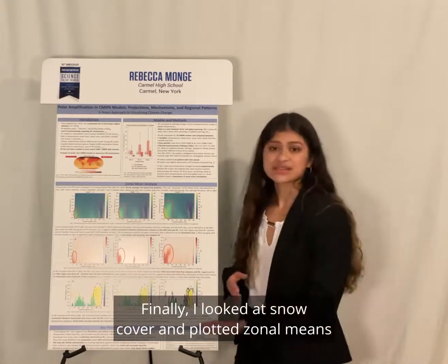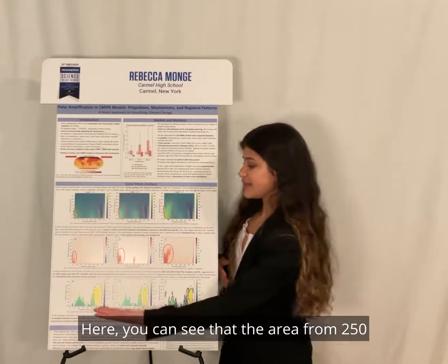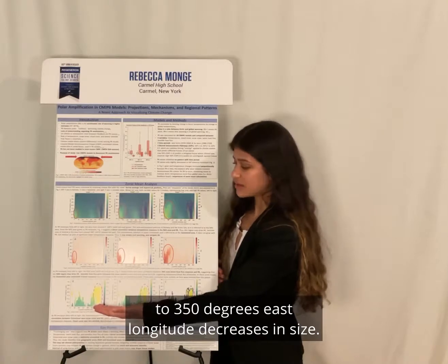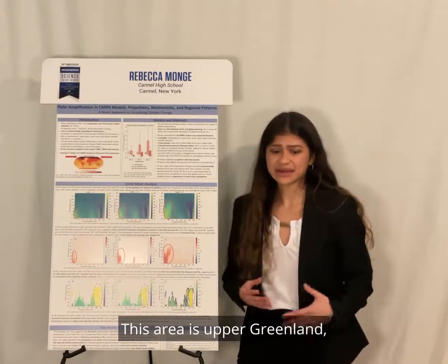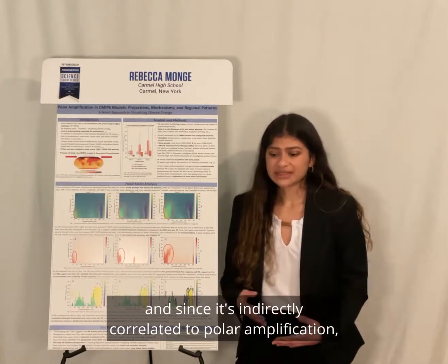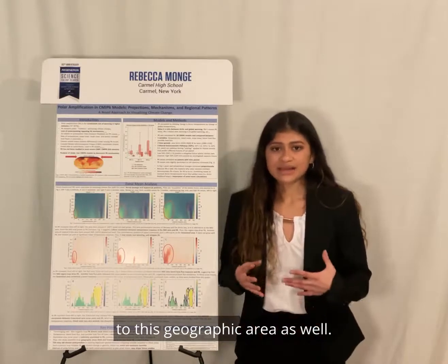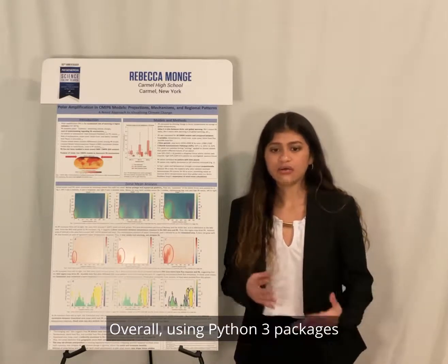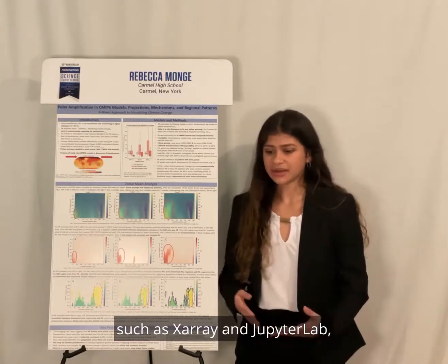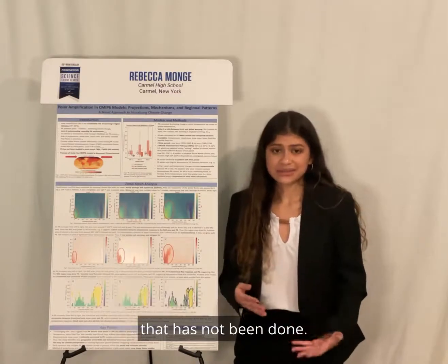Finally, I looked at snow cover and plotted zonal means for this area as well. Here you can see that the area from 250 to 350 degrees east in longitude decreases in size. This area is Upper Greenland, and since it's indirectly correlated to polar amplification, such spatial representations reveal insight into this geographic area as well. Overall, using Python 3 packages such as Xarray and JupyterLab, although non-traditional, provides an avenue of analysis that has not been done.